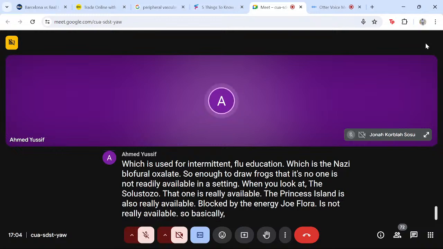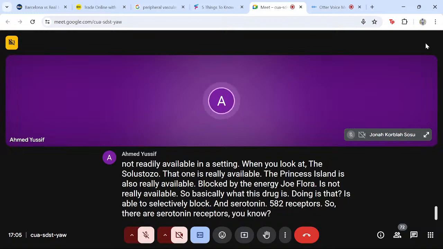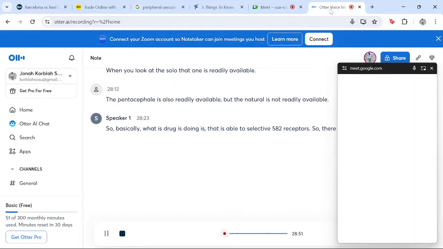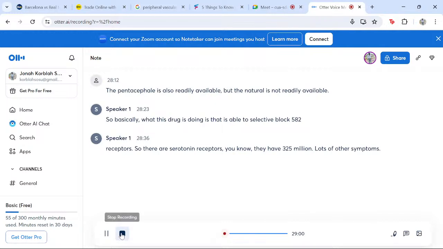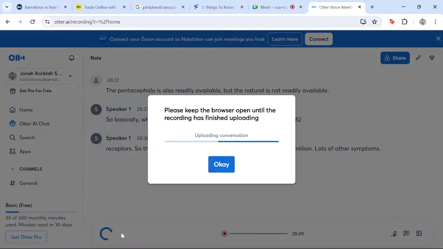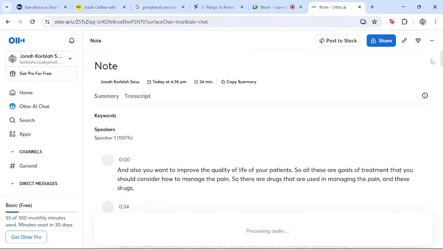So basically, what this drug is doing is that it's able to selectively block serotonin 5-HT2 receptors. So there are serotonin receptors, you know, they have 5-HT3, 5-HT2, 5-HT1. There are a lot of serotonin receptors. But this naftidrofuryl oxalate selectively blocks 5-HT2 receptors, which are found on blood vessels and also on platelets. Serotonin ideally should bind to this 5-HT2 receptor to cause platelet aggregation. So if you block this 5-HT2 receptor, you are going to prevent platelet aggregation within the vessels.